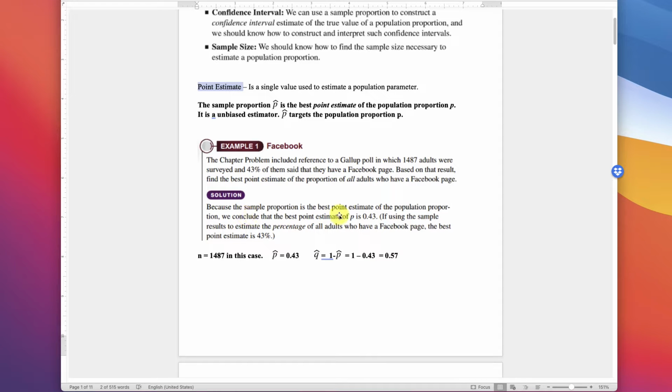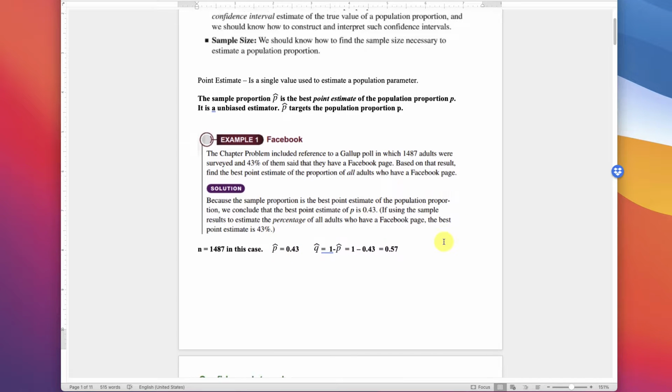Because the sample proportion is the best point estimate, we conclude that the point estimate of p is 0.43. We call that p hat. And n is the size of our sample, 1,487. And then q hat would just be 1 minus p hat. Remember, they would just add up to 1. It's very similar to what we've been doing, because it's a probability, right? It's a binomial.